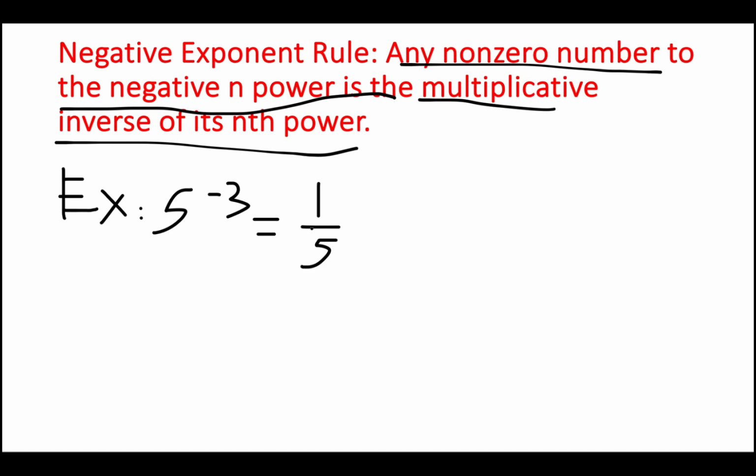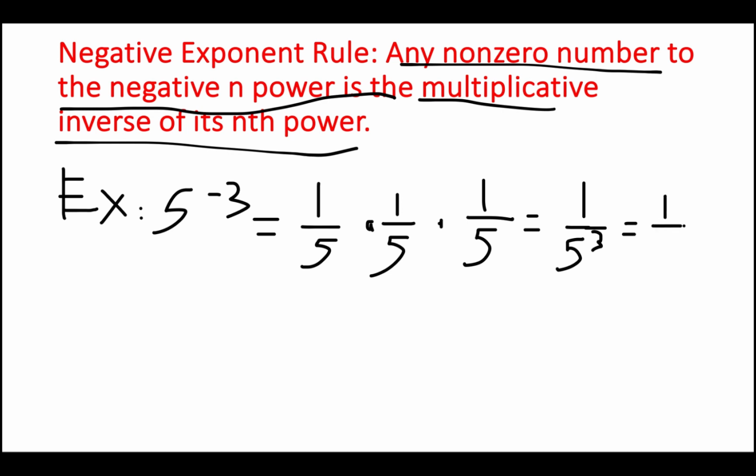So 5 to the negative 3 will equal 1/5 times 1/5 times 1/5, and this is three 1/5s. If you were to put it in positive format, you would put 1 over 5 to the power of 3. This would equal 1 over 125.